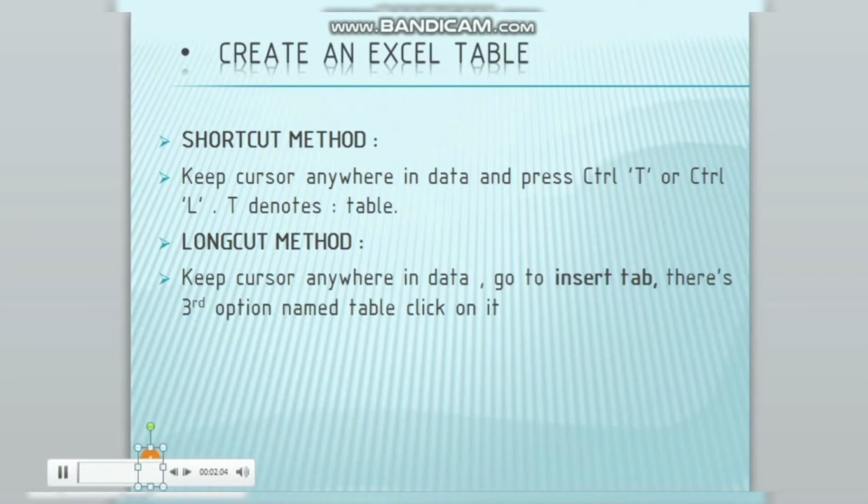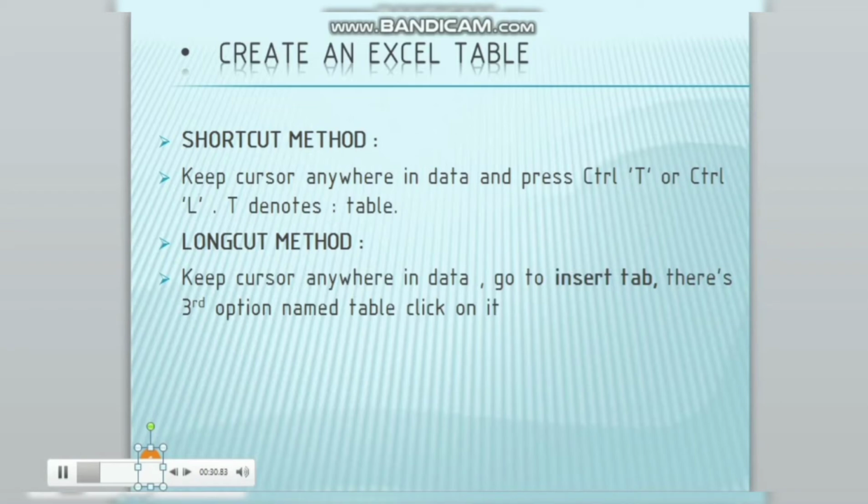In this slide, we will be discussing how to create an Excel table and work on different options of a table. Let's see one by one. The very shortcut method is to keep the cursor anywhere in the data of which the table is to be formed and simply press Ctrl T. Here T stands for table. Another alternative is Ctrl L.